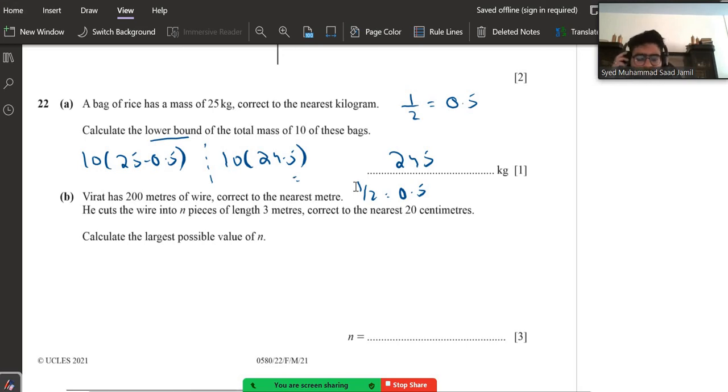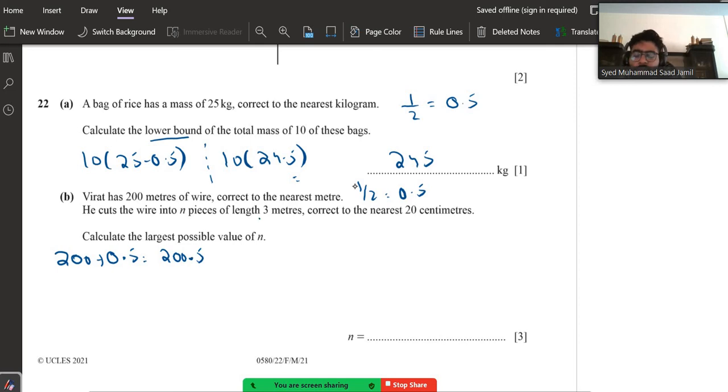So in order to have the largest possible value of n, basically it means that we will take the upper bound of the 200 meter wire, and we will take the lower bound of the smaller pieces cut. So for example, if the numerator is higher and the denominator is lower, then you will get the highest value. So this is going to be 200 plus 0.5, which is 200.5.